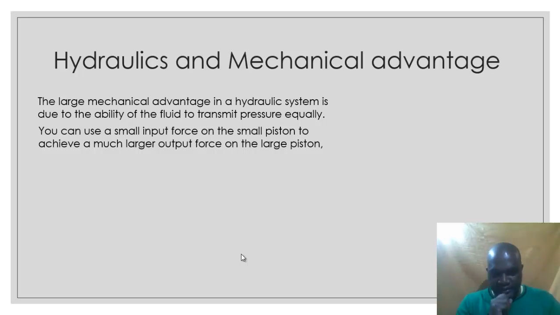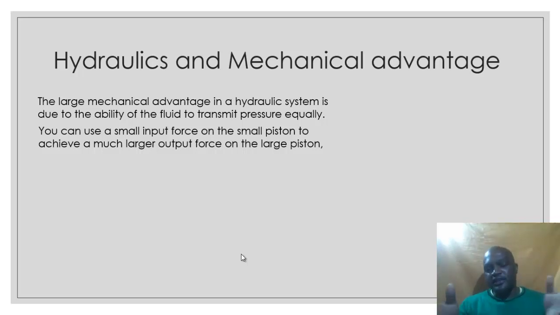Okay, let me repeat that one. We can use a small input force on a small piston to achieve a much larger output force on a large piston. This is where we get our mechanical advantage. Remember, we said mechanical advantage is the ability for us to do work without applying a lot of effort. So basically the force we are applying is less than the output force that we get.